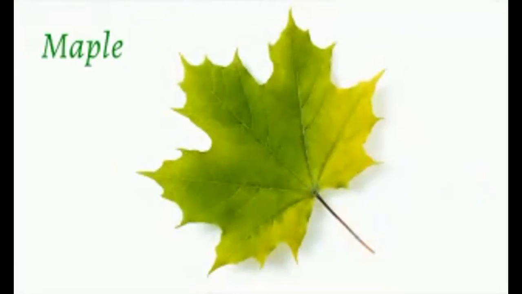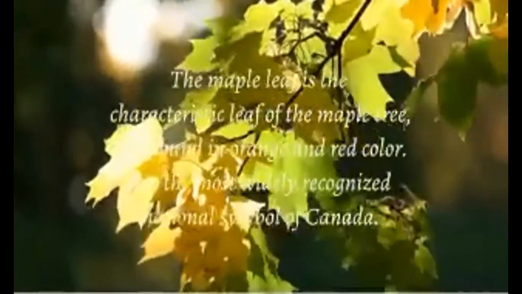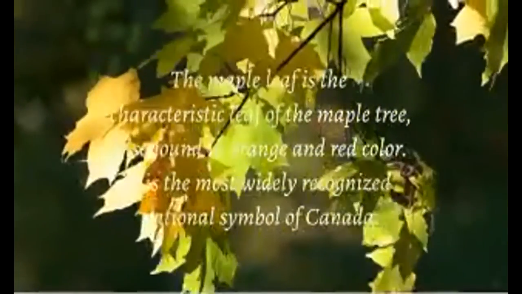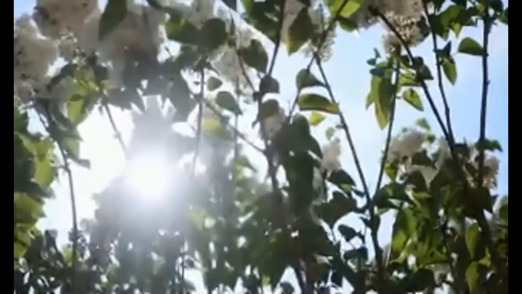Then we have the all famous maple leaf. The maple leaf is the characteristic leaf of the maple tree, also found in orange and red color. Beech leaf. Beech leaves are oval and pointed at the tip with a wavy edge.